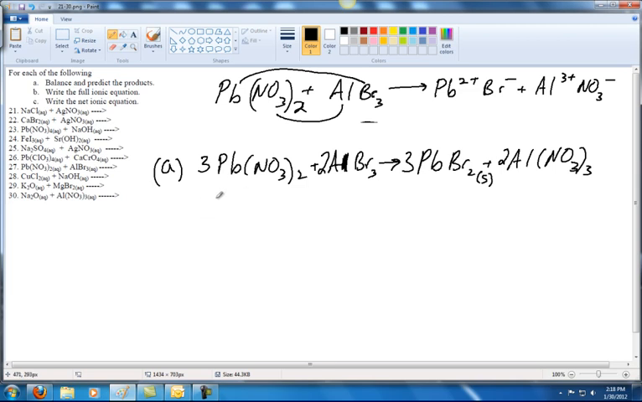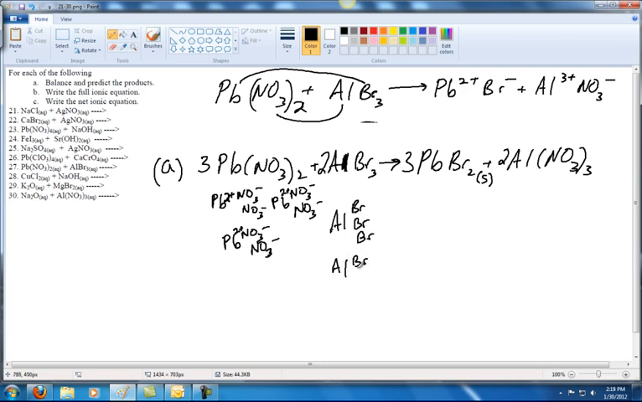Now I'm going to have to do part B, and that means I'm going to have to go ahead and draw these pictures out here. And that'll be Pb and 2 NO3s. And there's going to be 3 of those. Alright, so 3 sets of Pb(NO3)2. Charges, I can get them from up here. So we've got 2+, 2+, 2+, and negative, negative, negative, negative, negative, negative. We've got AlBr3, and we've got 2 of those, so we've got Al and 3 Brs. And they are each going to have a -1 charge on the Brs and a 3+ charge on the aluminum.